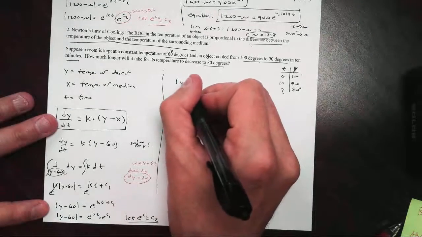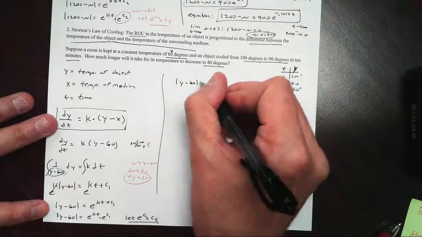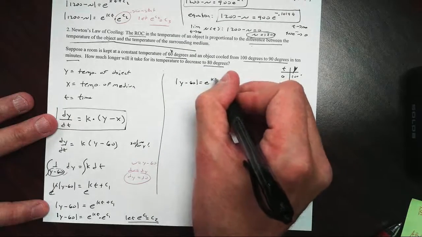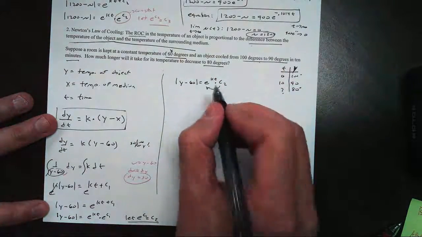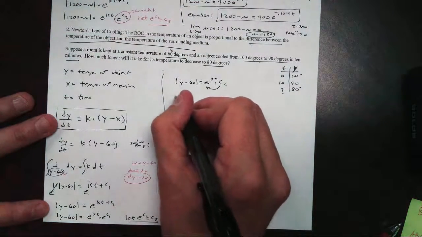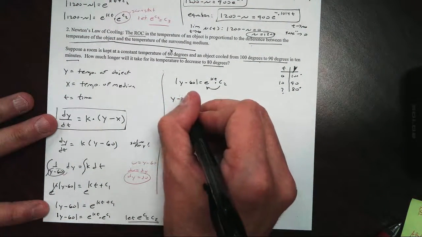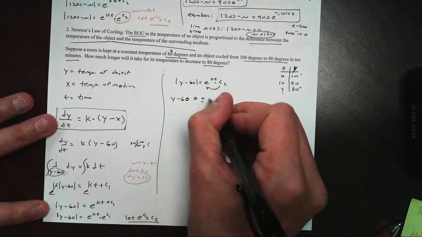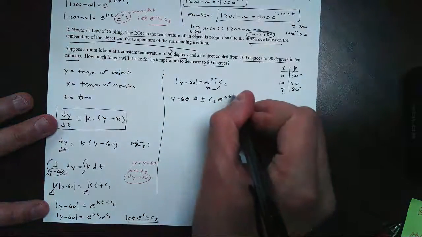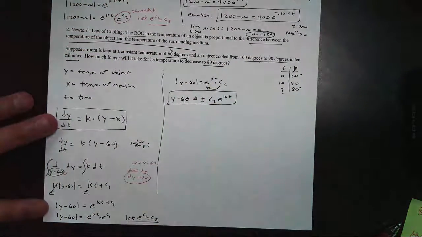So we're going to get the absolute value of y minus 60 equals e to the kt times c2. Of course, we normally write that in front. So when I rewrite my answer, get rid of the absolute values. Y minus 60 equals plus or minus c2 e to the kt. There's our general solution.